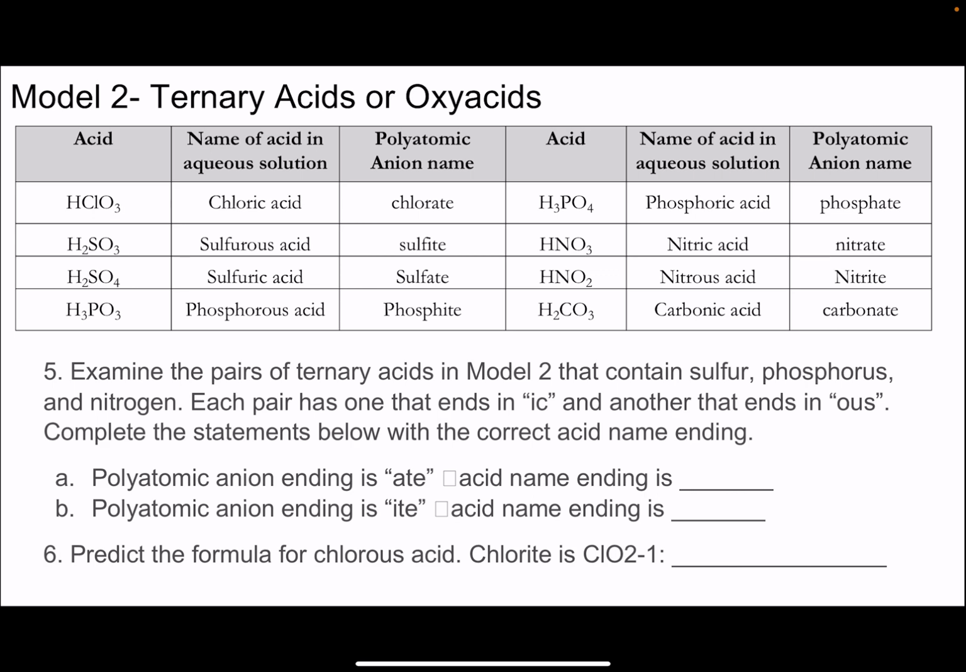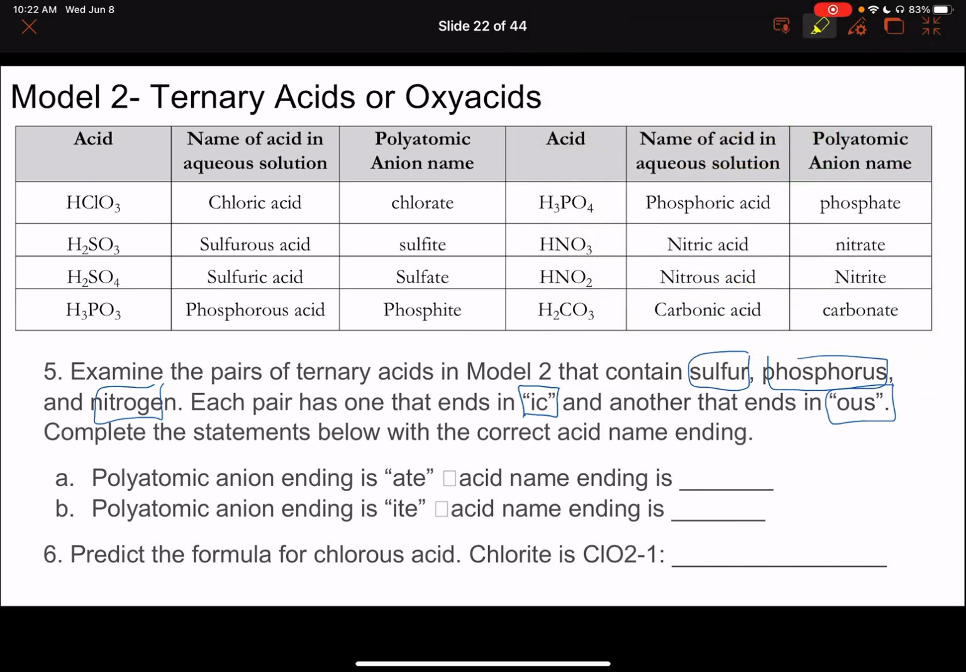Examine the pairs of ternary acids in Model 2 that contain sulfur, phosphorus, and nitrogen. Each pair has one that ends in ic, and one that ends in ous. Complete the statement below with the correct acid naming. So if our polyatomic anion ends in ate, the acid naming ending is what? I'm going to highlight it to help us see what we're focusing on. It said to focus on sulfur, on phosphorus, and on our nitrogen one.